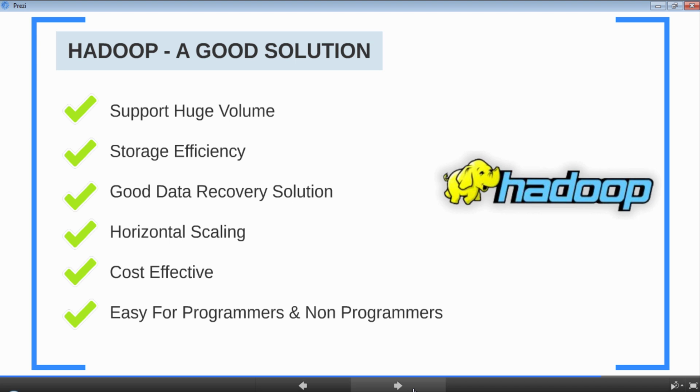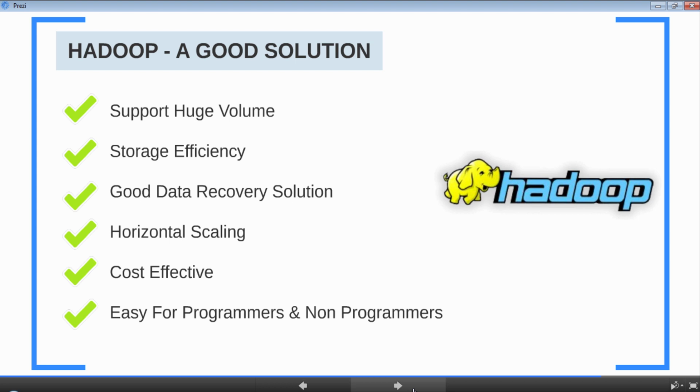So a good solution should, of course, handle a huge volume of data. It should provide efficient storage, that is, the ability to store data efficiently. Data loss is unavoidable, so the proposed solution should implement good recovery strategies. And the solution should be horizontally scalable as your data grows. Most importantly, it should be cost effective. And finally, minimize the learning curve. It should be easy for programmers, data analysts and non-programmers to work with the framework or the system.